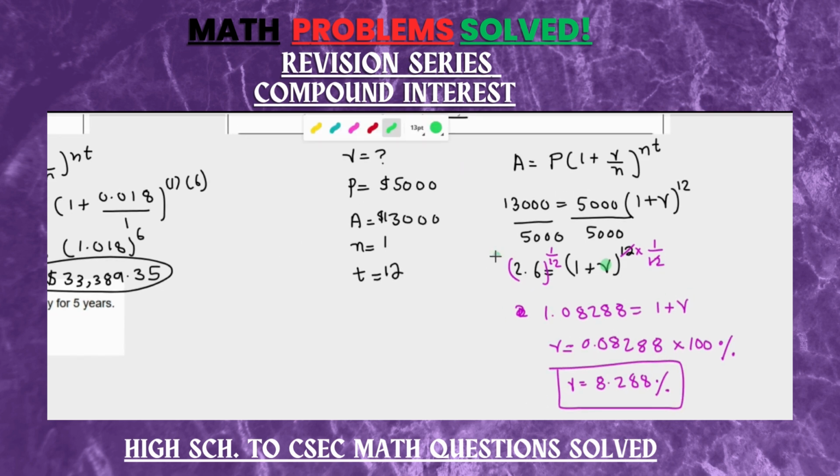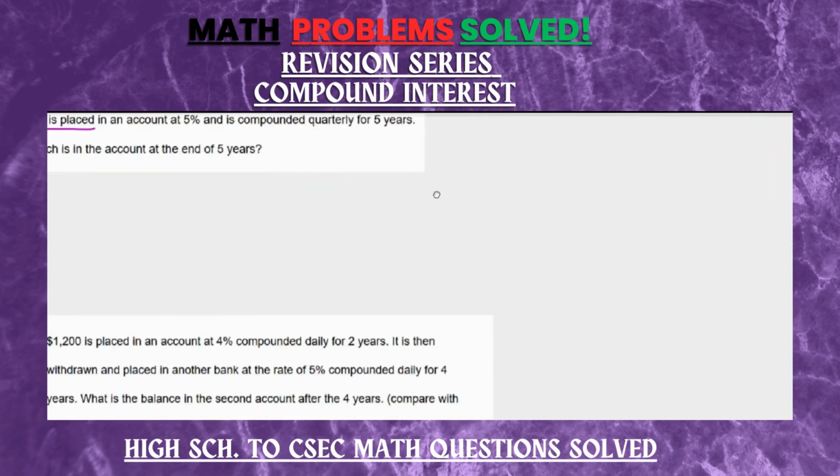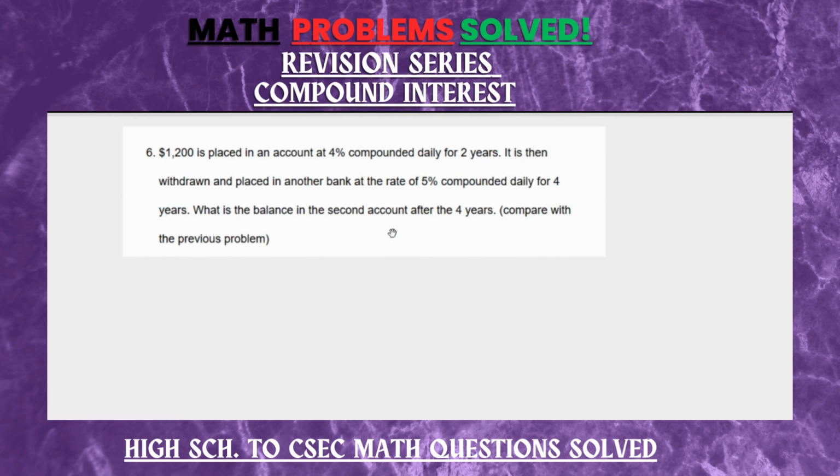For this step, you can also use the natural logarithm, and we will try to discuss that in one of the next problems. Then let's see what's the next problem. Question number 6. 1,200 is placed in an account at 4% compounded daily for 2 years.